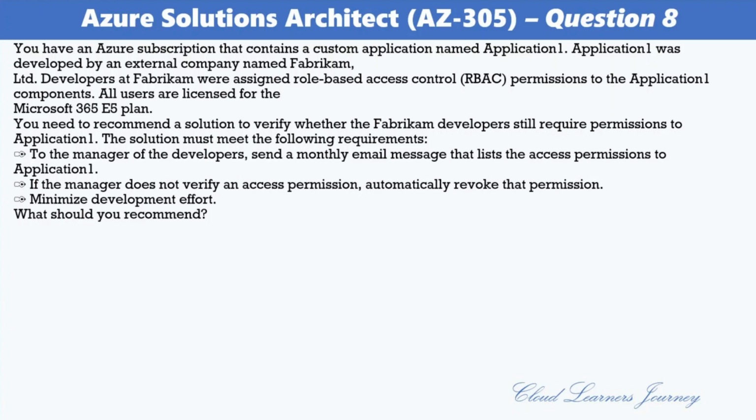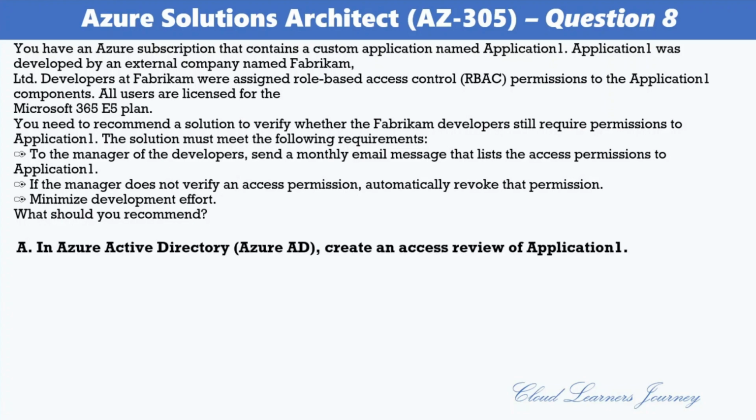The solution must meet the following requirements. First requirement, send a monthly email message to the manager of the developers that lists the access permissions to Application 1. Second requirement, if the manager doesn't verify an access permission, automatically revoke that permission. Third requirement, minimize development effort. What should you recommend? The options are A.